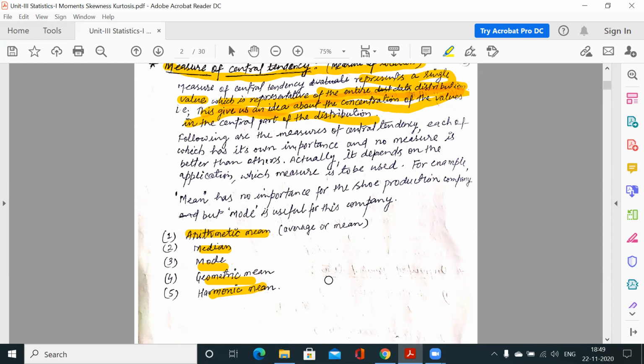So for that we must have the idea or the knowledge of which measure is to be used. In that case, the mode is more appropriate for the shoe production company, because mode is the most frequent value in the data points. For 100 people we have collected the shoe sizes; out of those, the number appearing more than the other numbers is the mode. For a shoe production company, the average is not appropriate, but the mode is. So it must calculate the mode of the sample.